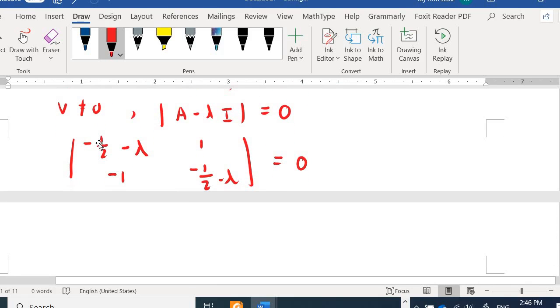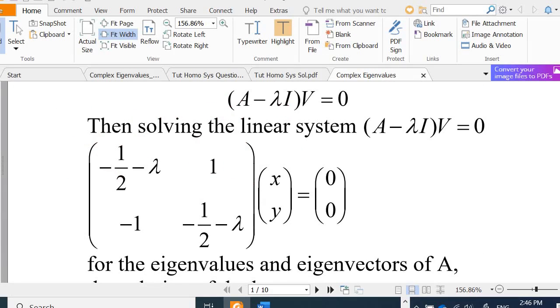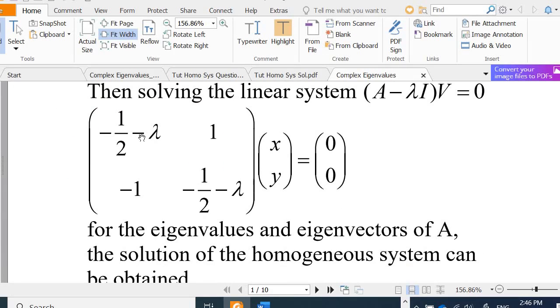So is it clear why you subtract lambda at the first row, this one? This is what we call the main diagonal. Yes, I understand now. So now you should understand why we subtract lambda at the main diagonal, because of A minus lambda I.